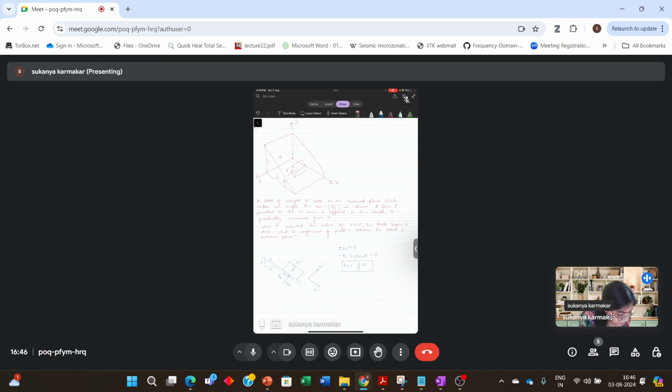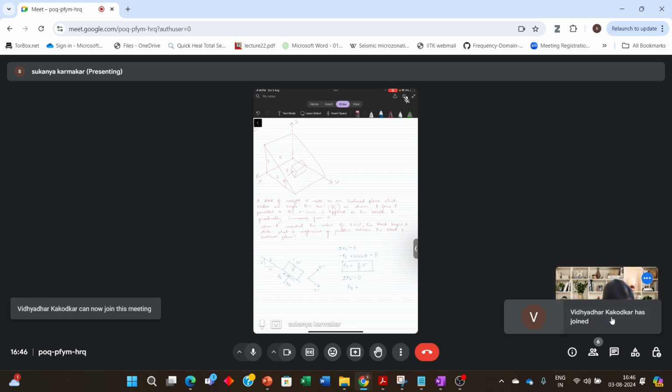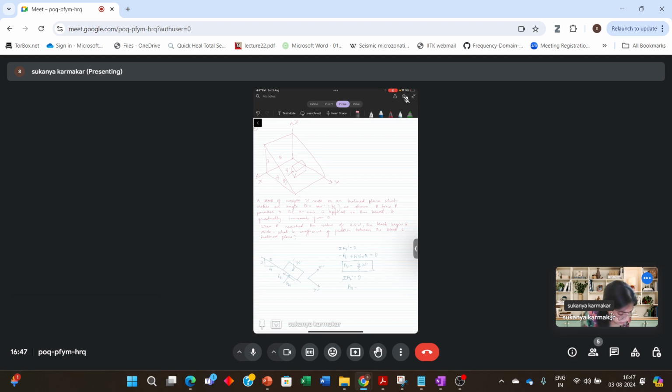Now I want to calculate Fn. For that I will do summation of F z dash equals 0. Fn minus W cos theta equals 0, right? So Fn is equal to W into 4 by 5.